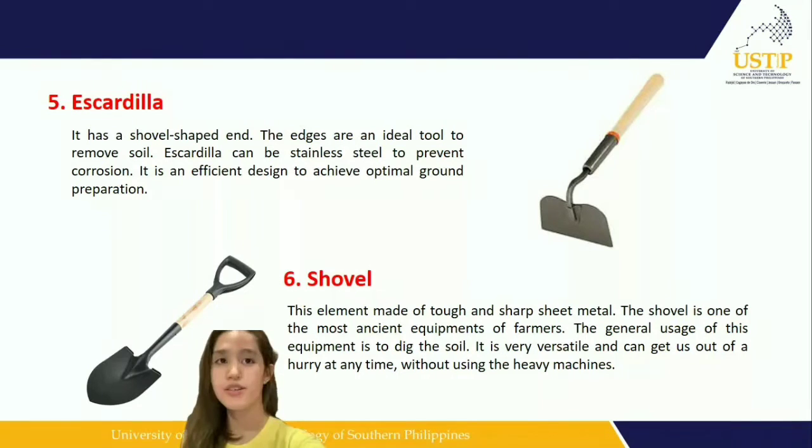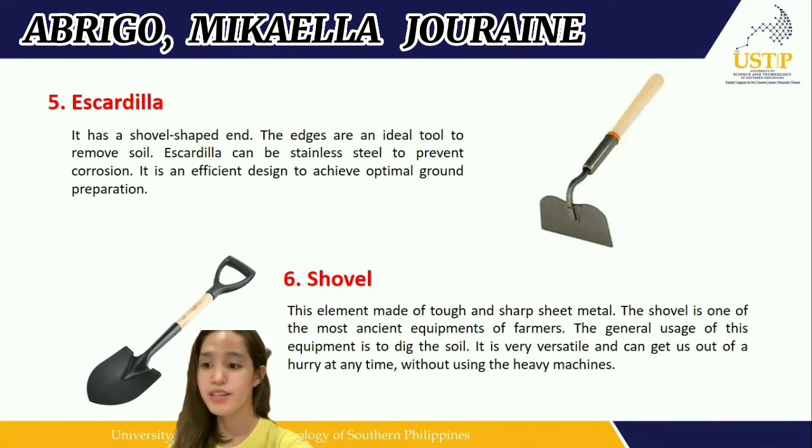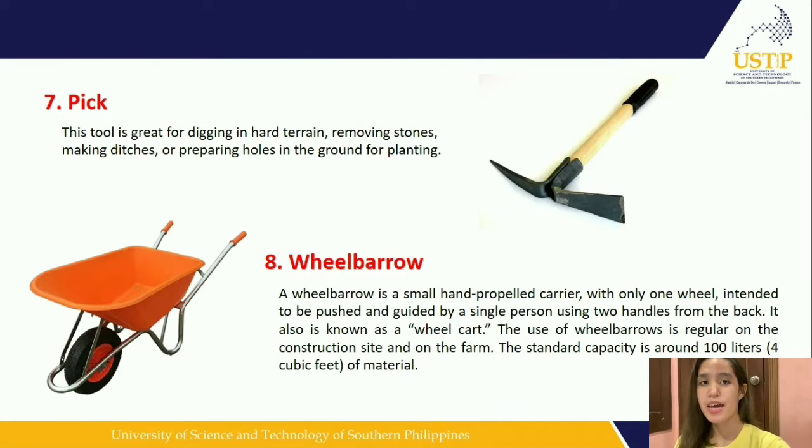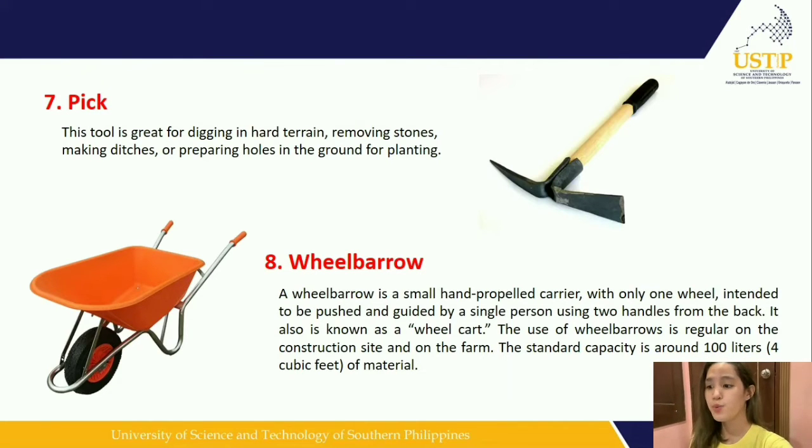Okay. Shovel. This element is made of tough and sharp sheet metal. It is also one of the ancient equipment of farmers. A shovel is used to dig soil. Next is we have the pick. The pick is great for digging in hard terrain, in removing stones, in making ditches, or preparing holes in the ground for planting.